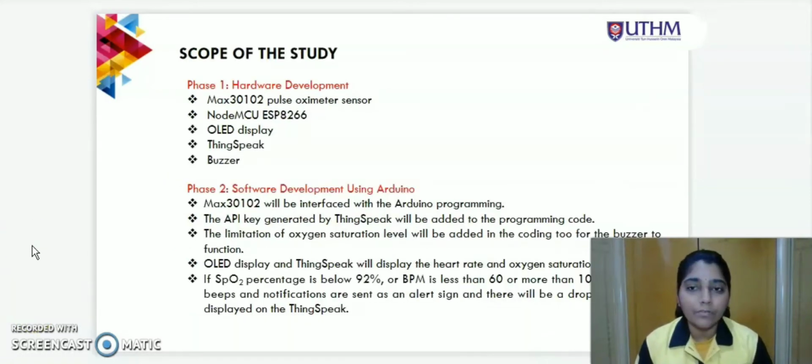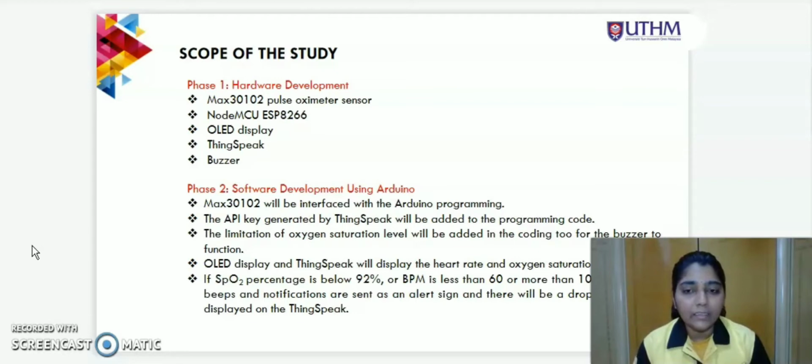There are three phases involved in the scope of study. Phase 1 is the hardware development, in which this project is developed using the MAX30102 pulse oximeter sensor, NodeMCU ESP8266, OLED display, ThingSpeak, and buzzer. The second phase is the software development using Arduino. The MAX30102 sensor will be interfaced with the Arduino programming.